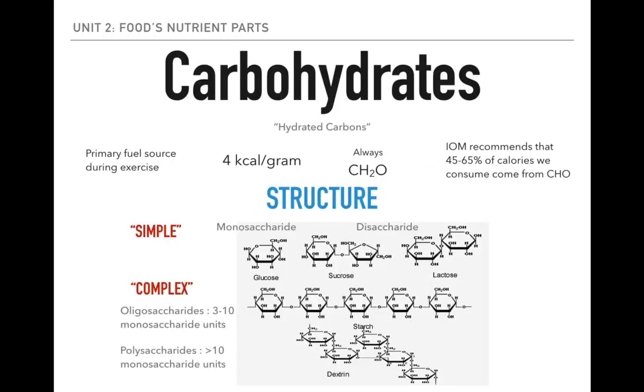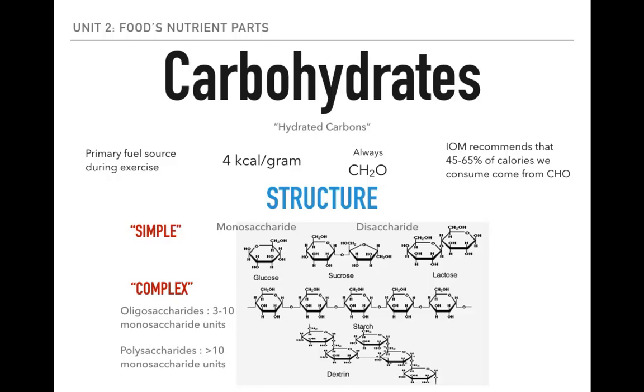So we'll start off with carbohydrates. These are literally hydrated carbons. So you have a CH2O molecular structure with each one of these carbohydrates. That's the ratio in every single carbohydrate that we're going to talk about. Overall, these yield 4 calories per gram.